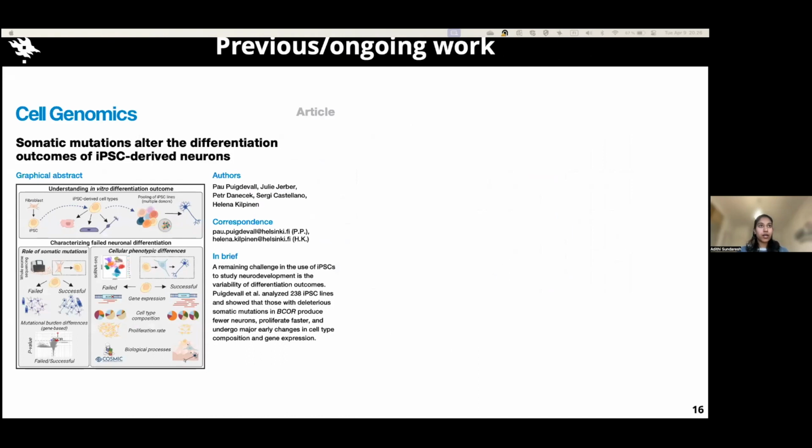So the story of that piece of work actually ends there, but I wanted to take a moment to mention some of the past and ongoing work in the group that I thought was relevant. Last fall, Pao, a postdoc from our group, published this article showing that somatic mutations can alter the differentiation outcomes of iPS-derived neurons. In essence, the findings showed that acquired mutations, especially in developmentally relevant genes, could influence the ability of a cell line to differentiate successfully.